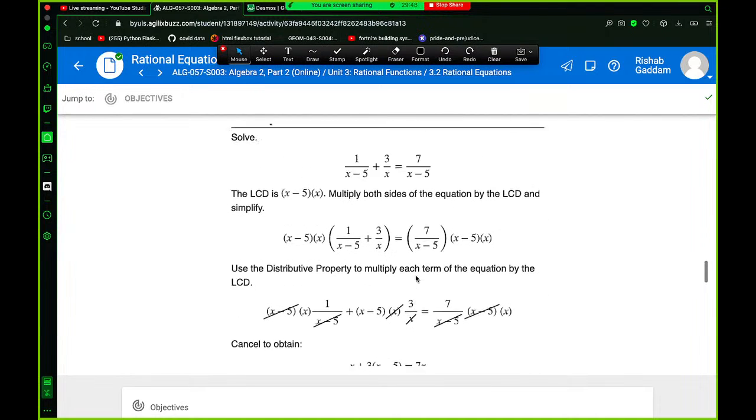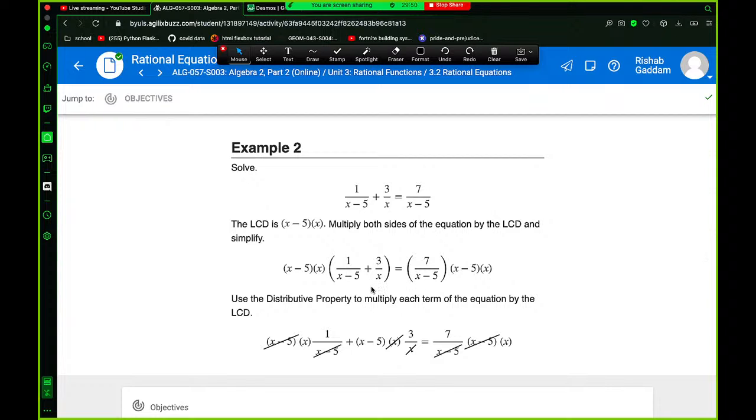So yeah. So basically, let's try this example again. The first thing we have to do is make parentheses over here, and we have to multiply both sides by this times this. So we have x minus 5.